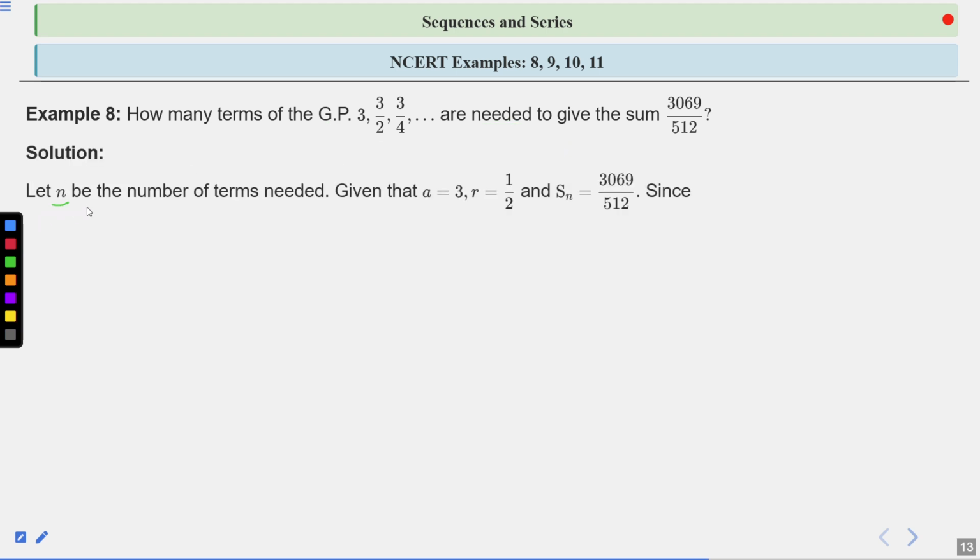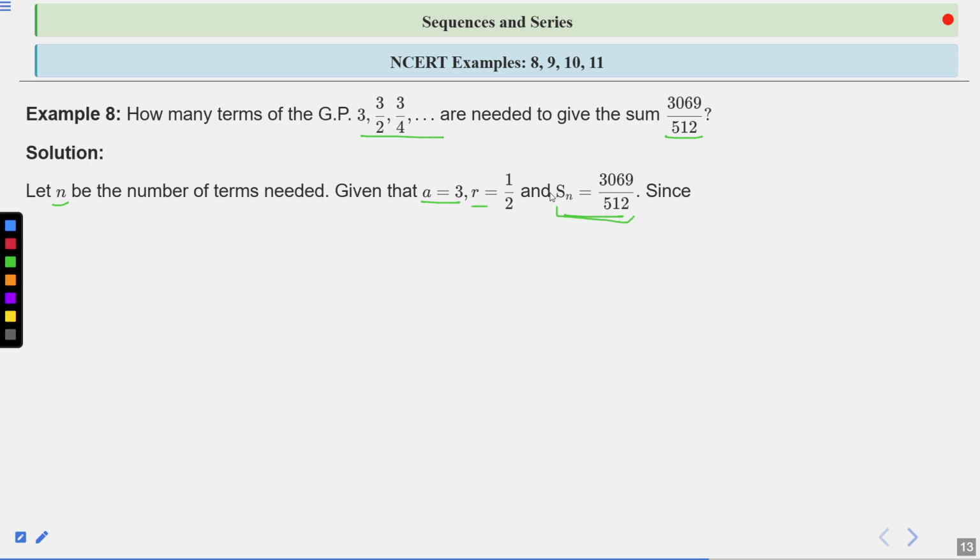Suppose n number of terms are needed. From this information, I can say that the first term of my GP is 3 and the common ratio is half, which is indeed less than 1. I am assuming that n number of terms are needed such that Sn is 3069 divided by 512. Now I have this much information.